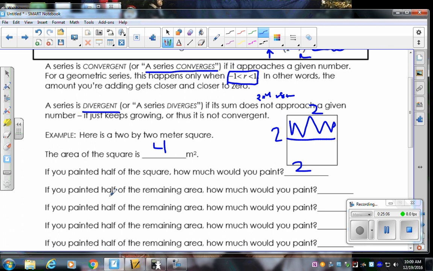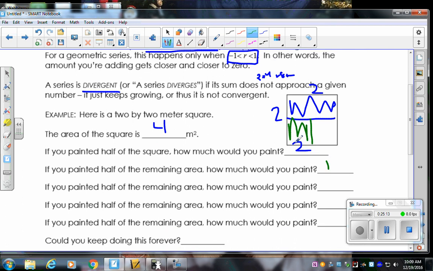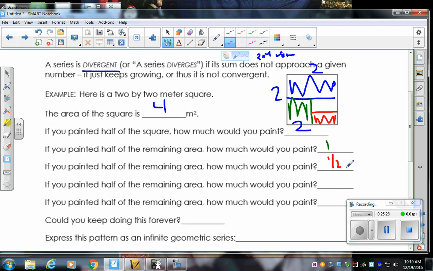So if I painted half of the remaining area, so now I'm painting 1, okay, because it's 1 by 1. Now I'm painting half of the remaining area. That's 1/2, because I'm painting 1/2, it's going on forever. Hold on, look at me paint. Okay, now I'm painting half of that. Half this part. So that's 1/4 of the whole square. And we're painting half of the remaining area, 1/8. And we could keep going on forever and ever and ever.